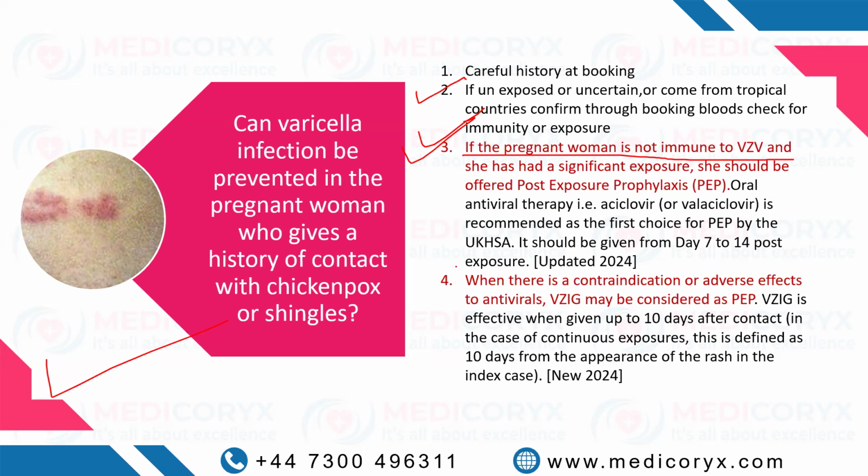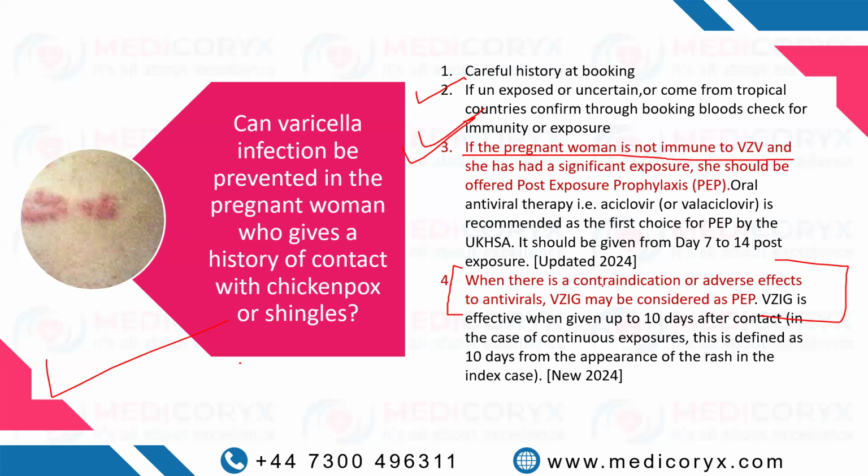The second group is when there is a contraindication or adverse effect to antivirals, VZIG may be considered as PEP. Stop here and just think that earlier we used to give these immunoglobulins as a treatment, isn't it? But now we are offering them as a PEP as well. But to which group? A group where the antiviral is contraindicated or shows some kind of adverse effect. So keep in mind that acyclovir, valacyclovir, and VZIG can also be the PEP, post-exposure prophylaxis.